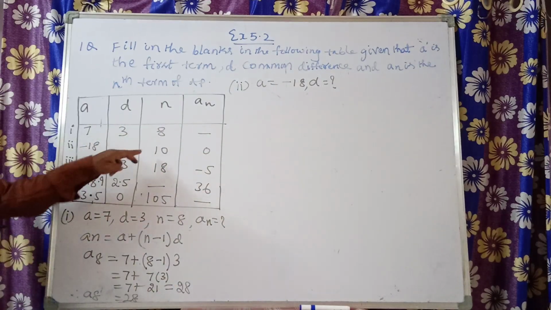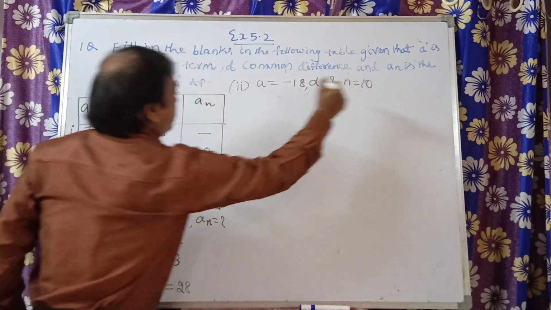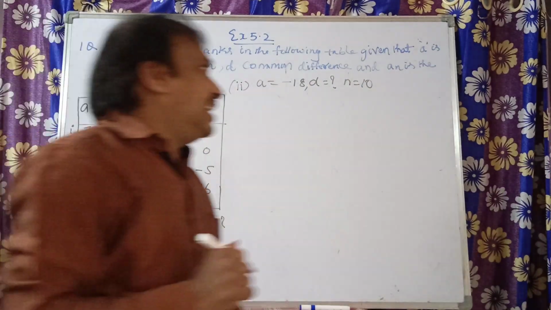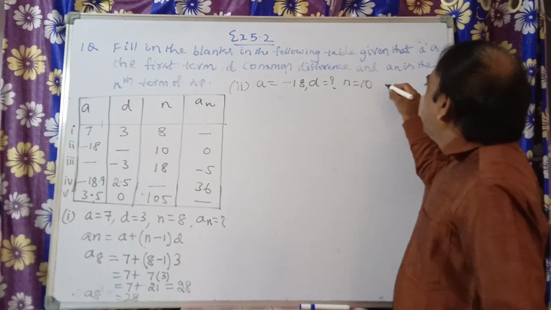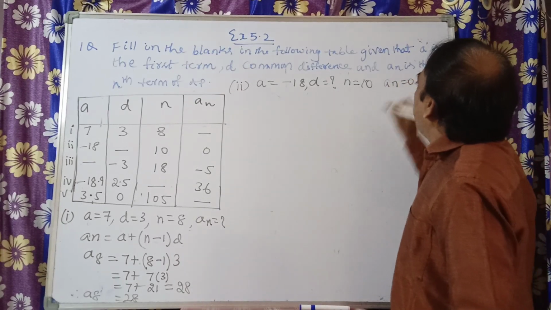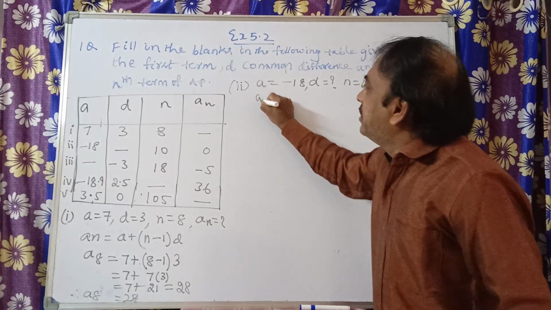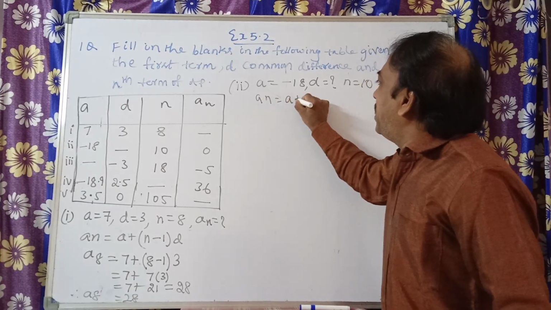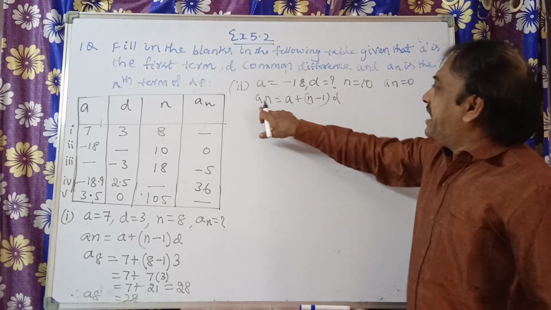Then next, n is equal to 10, which means 10 terms are there in the series. And one more thing, an is given as 0. An value is equal to 0. Now what is the formula for an? an is equal to a plus n minus 1 into d. What is the an value?